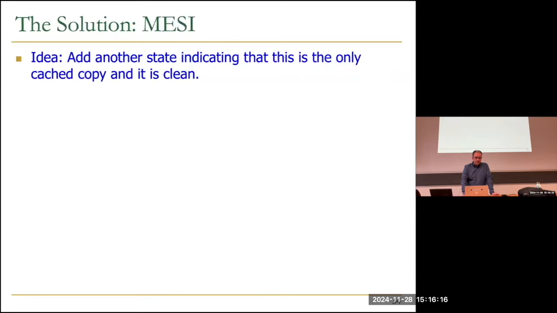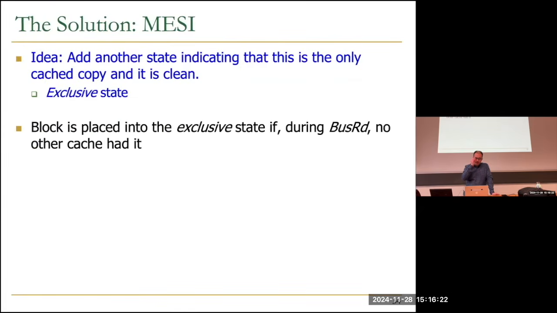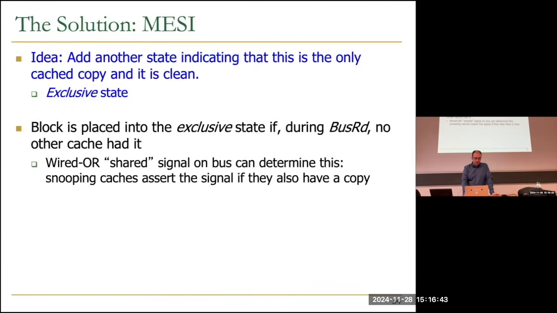So that brings us to this solution, MESI: modified, exclusive, shared, invalid. Essentially, we add another state, which is the exclusive state. The idea is that this state indicates that this is the only cache copy and it is clean. So when you are in an invalid state and you want to read the data, you can read it exclusively and get to the exclusive state.